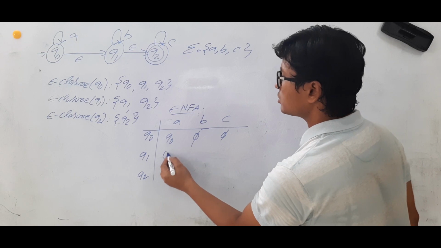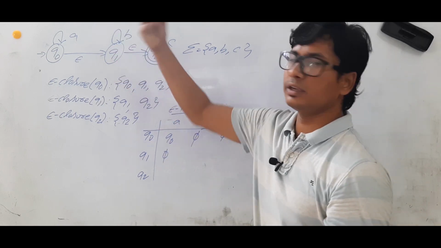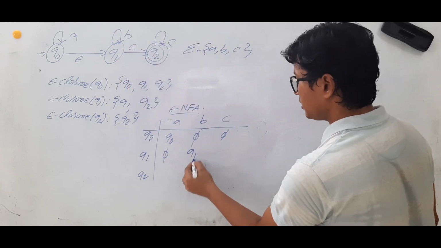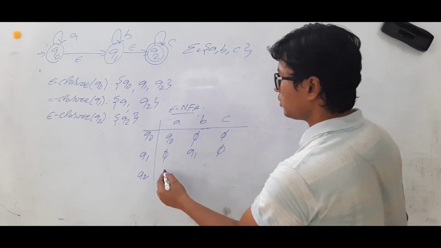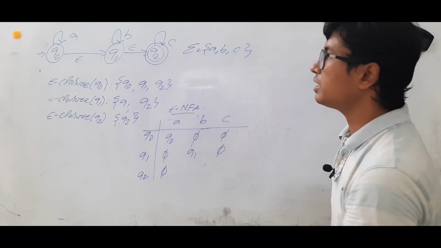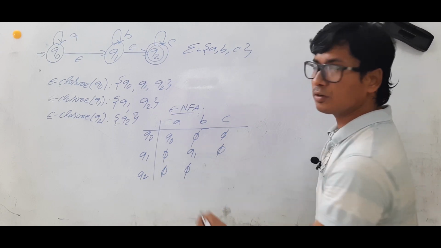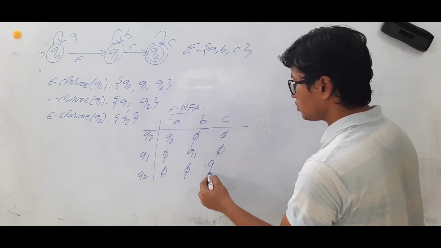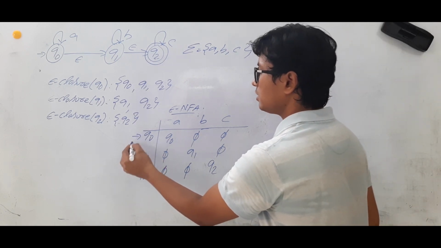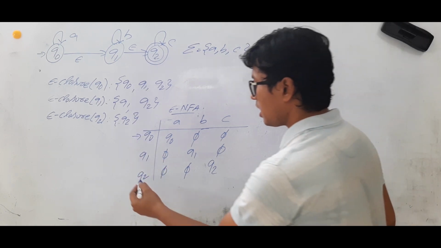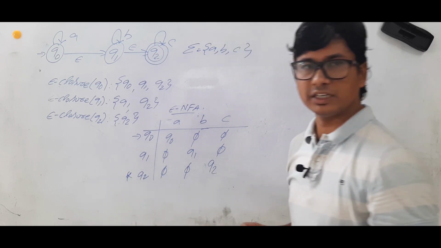Q1 on A is not going anywhere. On B it is going to Q1. On C it is not going anywhere. Similarly Q2 on A is not going anywhere, on B it is not going anywhere, and on C it is going to Q2. Now which is the initial state? Q0 is the initial state and Q2 is the final state.